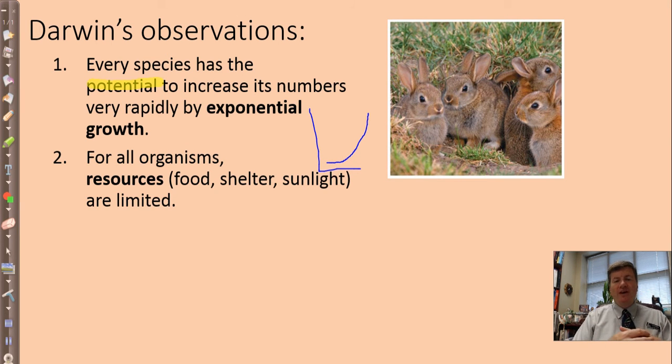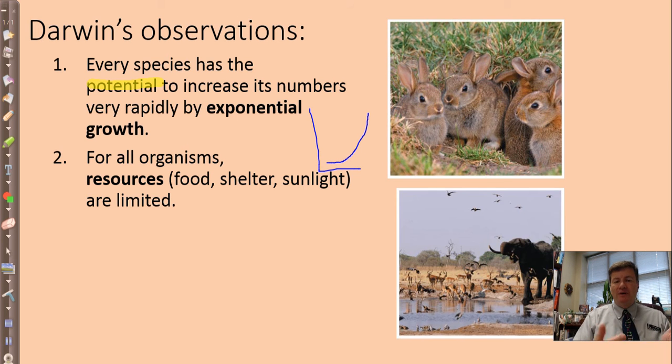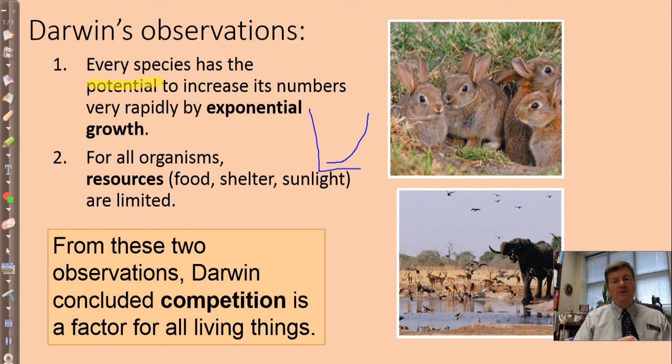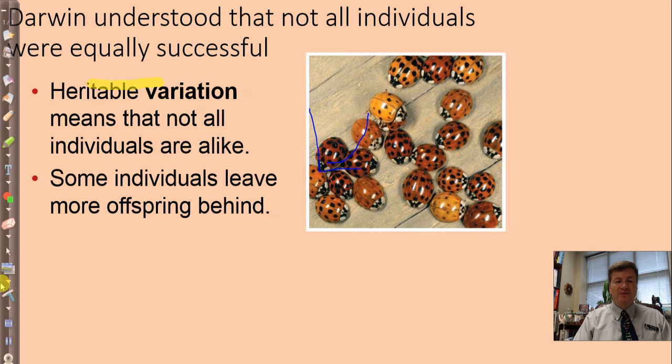Not usually. All organisms are going to have limits on their resources. Food, shelter, sunlight, nesting sites, whatever it is, there's going to be a limit. So what Darwin concluded was, if that's the case, if populations could explode but don't, then there must be competition among those people or those rabbits or those elephants or those gazelles for resources. Okay, that's important. Too many individuals could be produced. We have limited resources, so that means there's competition for the remaining resources.